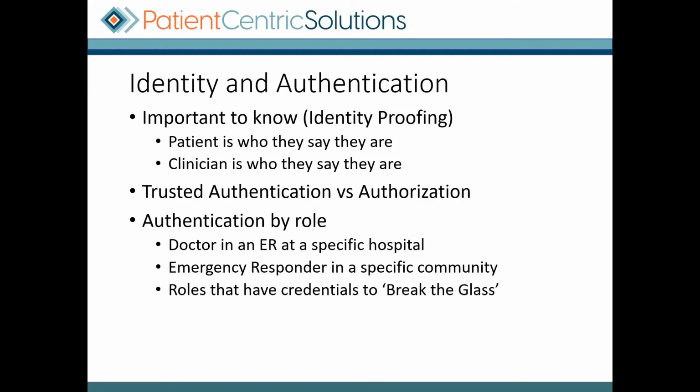And these trusted identity systems also support authentication by role. This comes into play with the OpenID Connect aspect. So, you might have a role perhaps for a doctor at an ER at a specific hospital. So anybody in that role might be granted permission. We might have a role of emergency responder in a specific community, or maybe roles that have credentials to break the glass.